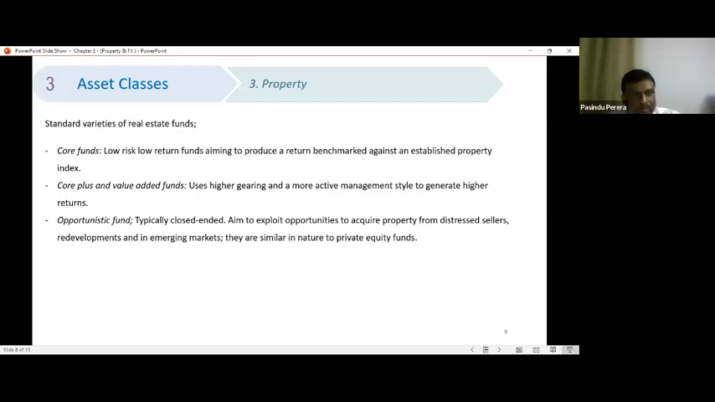Opportunistic funds are predominantly close-ended funds that aim to exploit opportunities to acquire property from distressed sellers, right? If you look at some of these distressed assets, the highly geared sellers try to sell at a very low price and realize the money to pay off their debts, because that's where the distress is. So you can get the property at a very distressed valuation, and you redevelop.